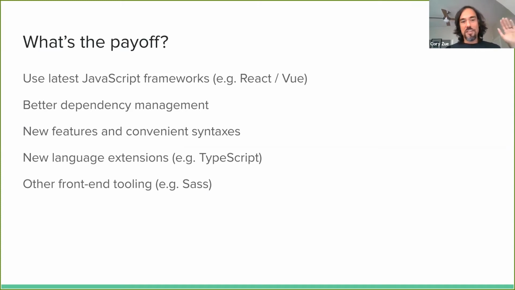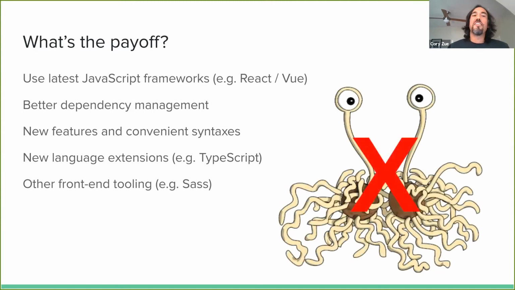You get dependency management, you get new features and syntaxes, language extensions, and I didn't even have time to touch on this, but you also get other front end good stuff like Sass, which is a nicer way to use CSS, and other things like that. But if I could summarize the payoff in one sentence, it's that you get to treat your front end code base like a real code base.